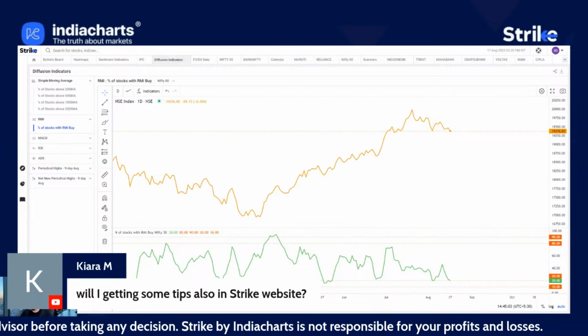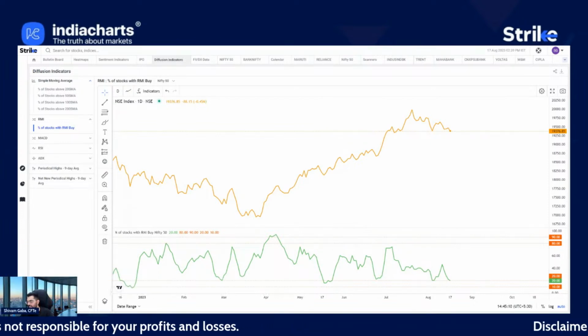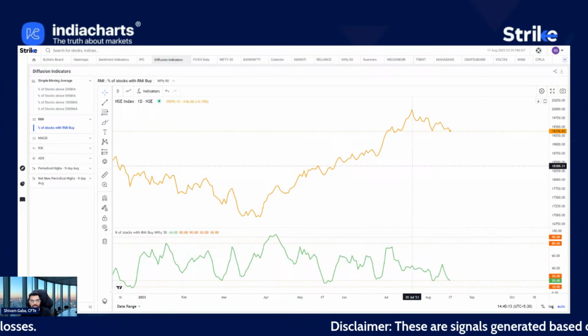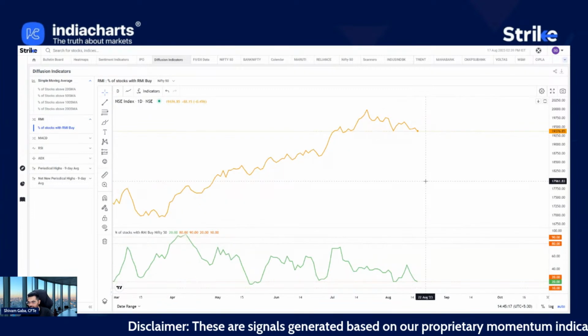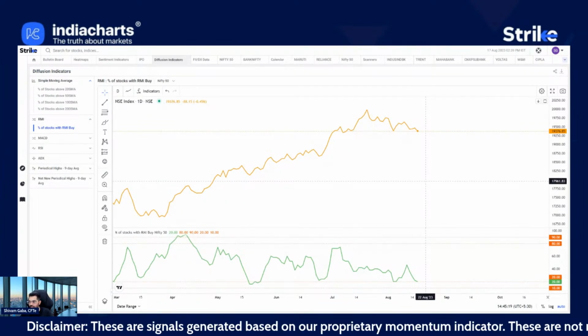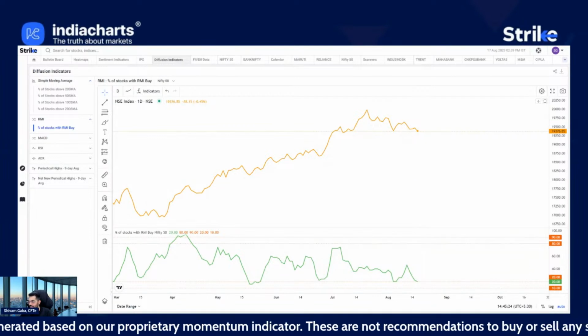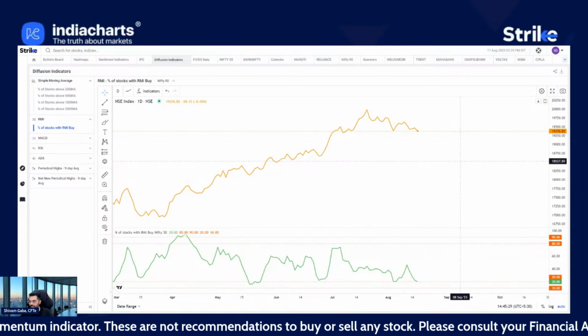No, you won't get any tips on the Strike website. It's a tool to help you do your own analysis. You will get many new tools that you may not have used anywhere else, like these diffusion indicators, wherein you get to judge the strength in the underlying market. But no, we're not an investment advisor. You'll have to do your own analysis using the various tools we are going to provide you.